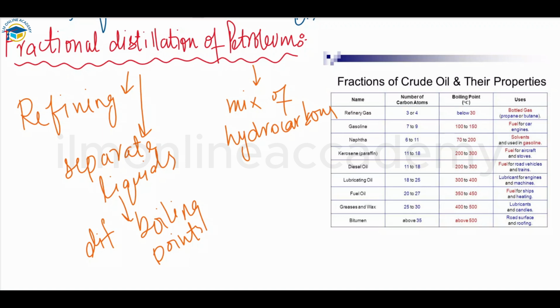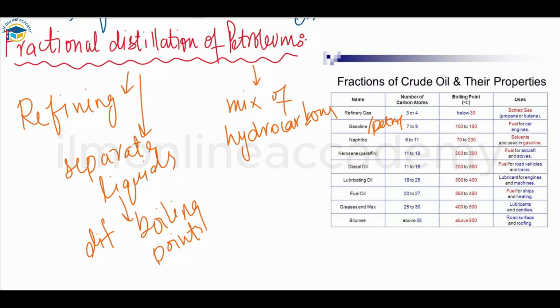In these petrochemical fractions we have the names of the fractions. The first one is refinery gas, the second one is gasoline, which you can also call petrol, that we get from the separation of petroleum. Next we have naphtha, then kerosene or paraffin. Kerosene is basically used as fuel for aircraft. Next we have diesel oil or gas oil, then fuel oil, and then greases and waxes. These are also the lubricating fractions. And in the last we have bitumen, which is used for road surfacing.